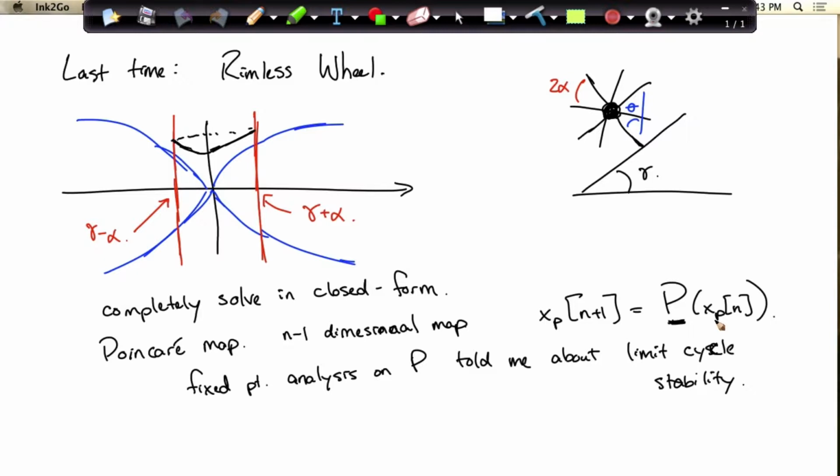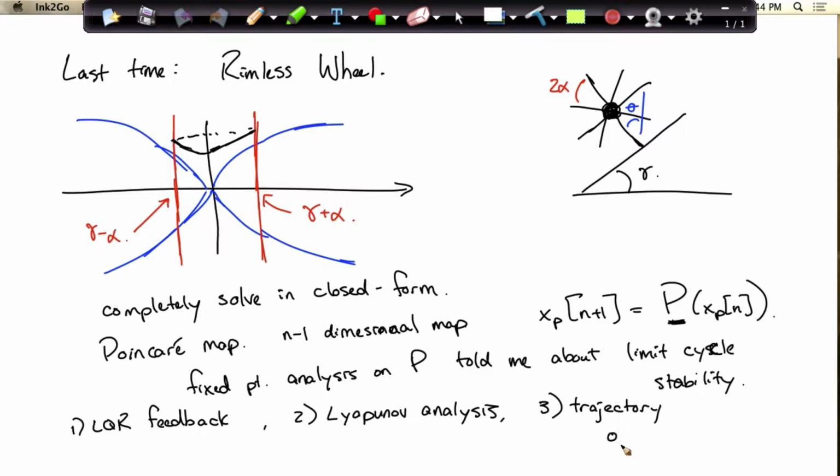Okay, so the goal for today is to generalize these tools to things that are going to work better with our computational objects. All right, so in fact, our major tools so far have been LQR feedback, then we did some Lyapunov analysis, and we did trajectory optimization. And in fact, you're going to be able to do all of those for these systems that have limit cycles and impacts as well.